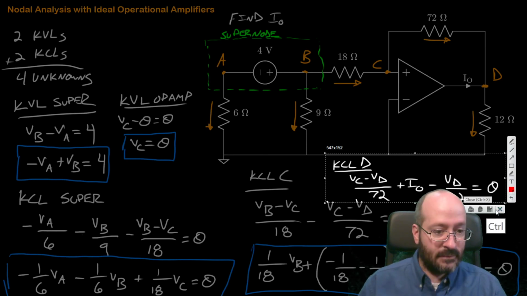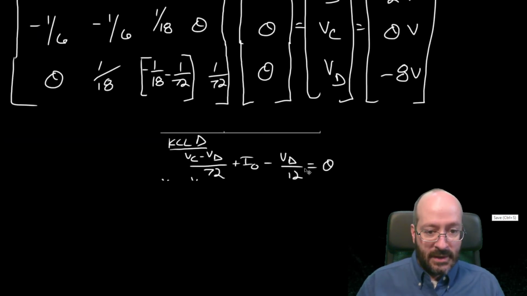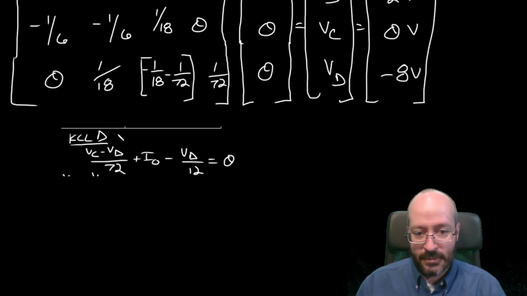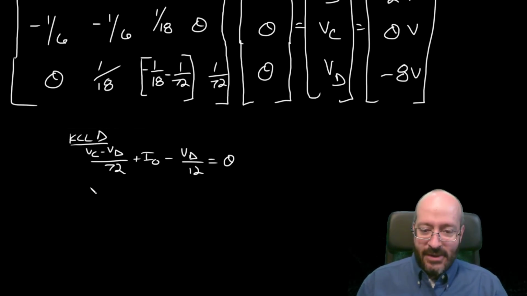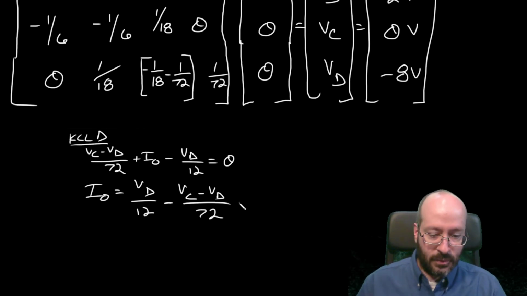Okay, so let's grab that, and I'll bring it down so that I can play with it. And we'll even clean it up a little, because you know me, I'm all about getting those style points. Okay, solve for I out. I don't even need to hear you groan and roll your eyes. I know it happened. Okay, so I out's going to stay on the left-hand side. I've got to pull everything over to the other side. So it's going to be VD over 12 minus (VC minus VD) over 72.